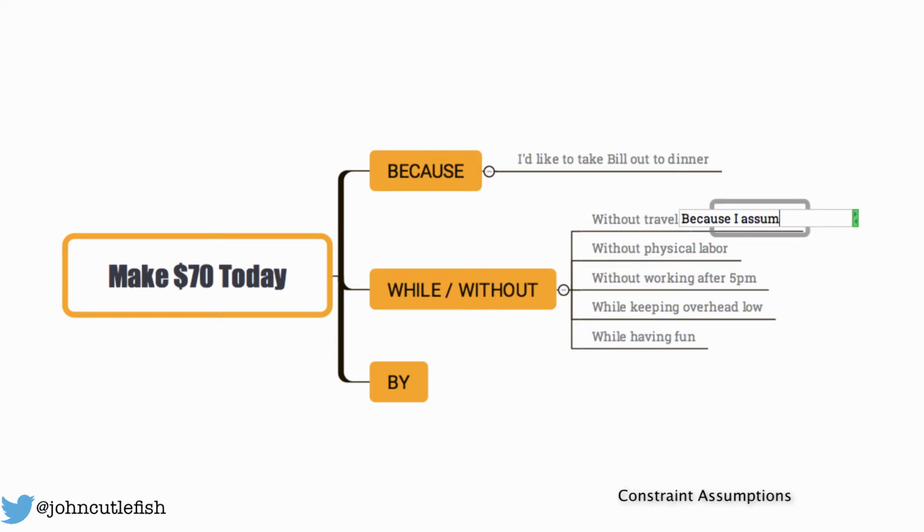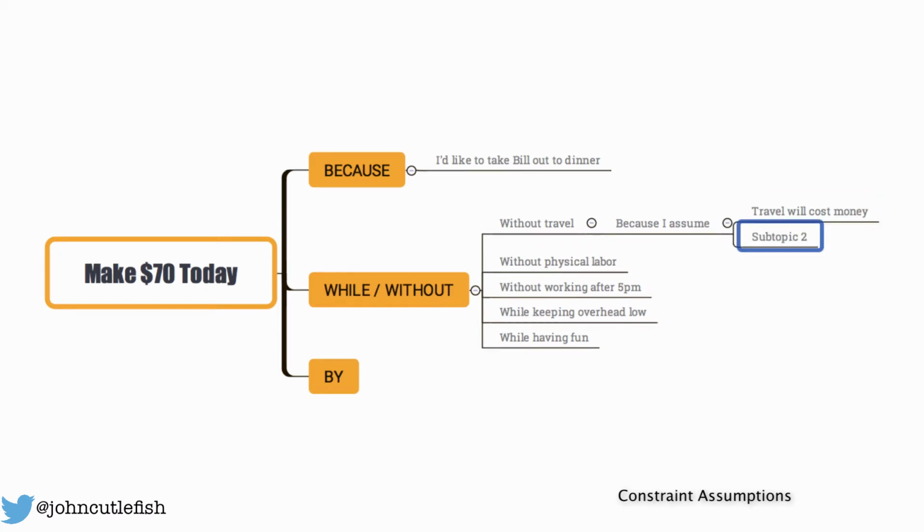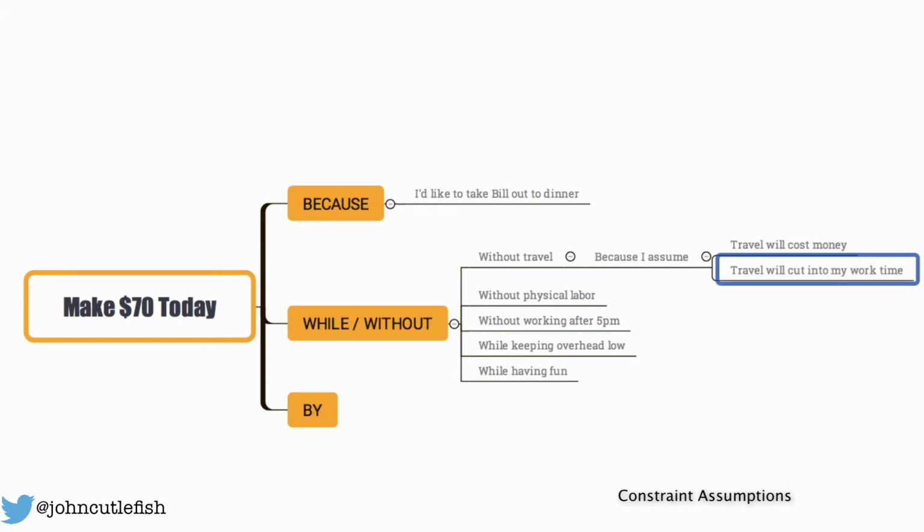So let's explain my thinking. Because I assume two things. I assume that travel will cost money. Who knows? Maybe I can find a way to travel without it costing that much money. And I've assumed that travel will cut into my work time. I'm not sure I can earn $70 if I have to travel an hour each way, for example.